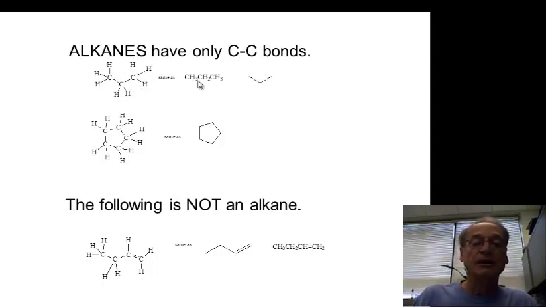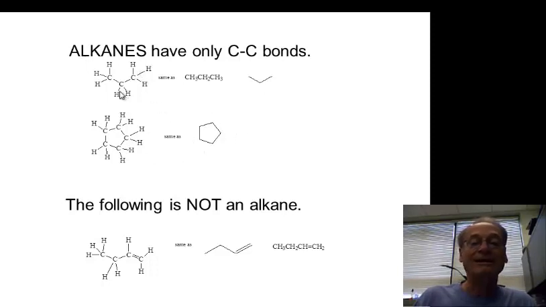It can be written as CH3, CH2, CH3, or this would be the bond line formula for it. But the point here is that it has no double bonds, no triple bonds, no oxygens, no nitrogens, or no functional groups. So that makes it an alkane. This also is an alkane because it has only carbons and hydrogens and only single bonds. This would be the bond line formula for it.